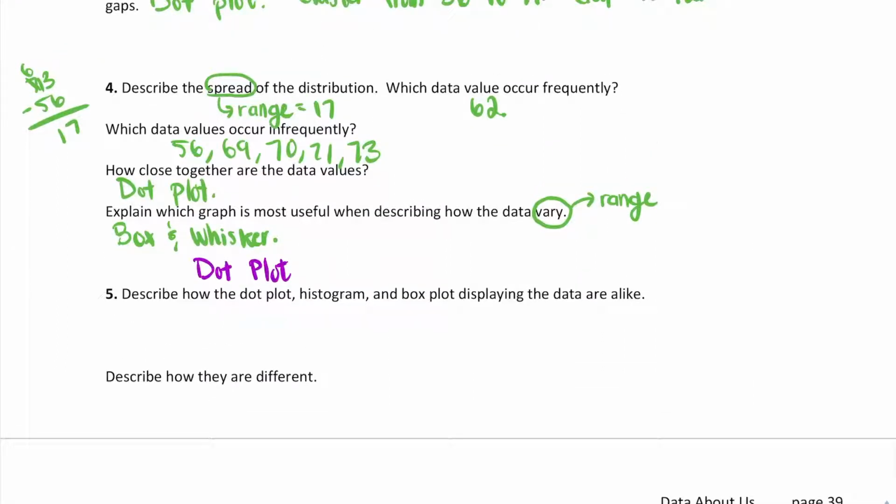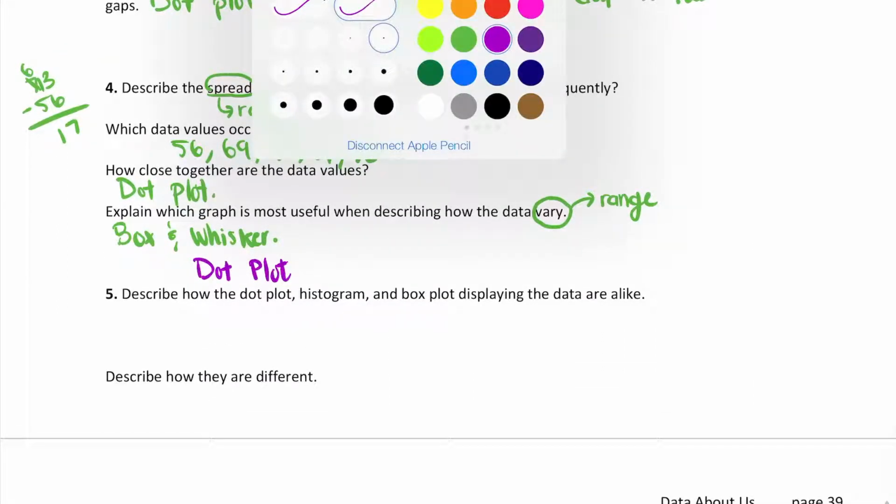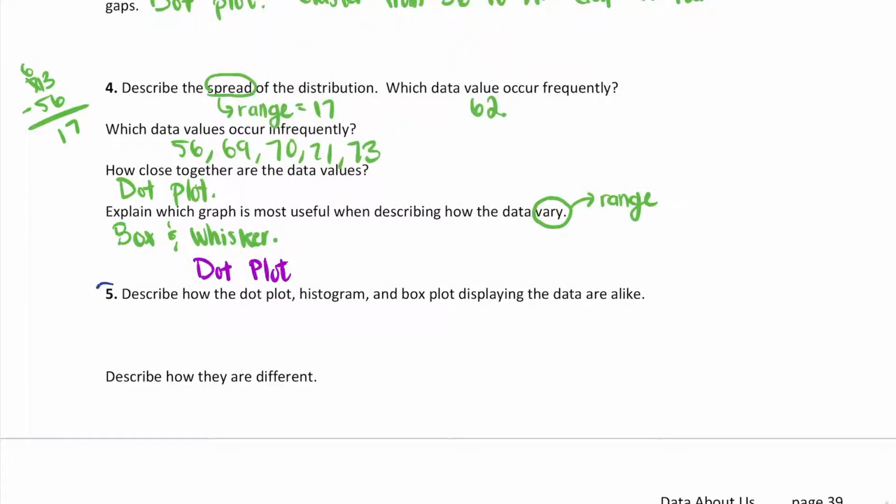Okay, so question number 5 is something we're going to save for Wednesday, okay? We're going to be talking about how the dot plot, the histogram, and the box plot are the same, but more importantly, we're going to be talking about how they are different from each other, okay?